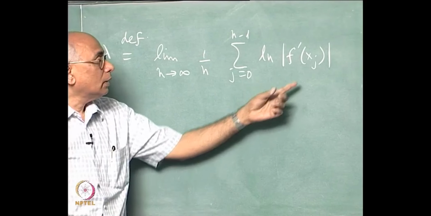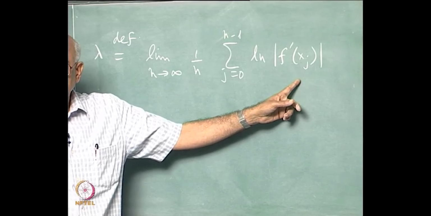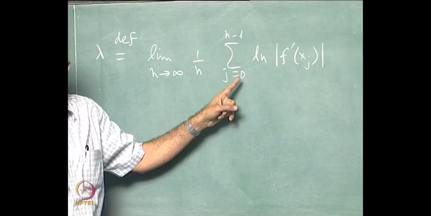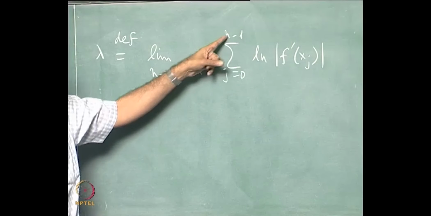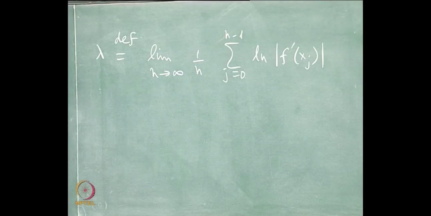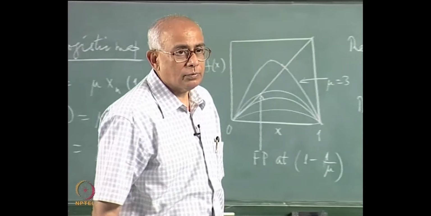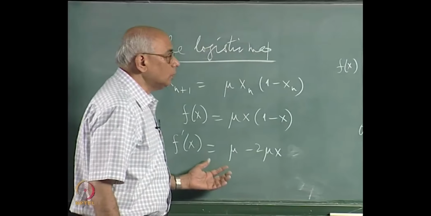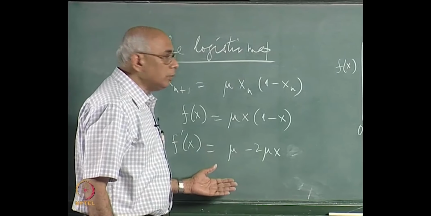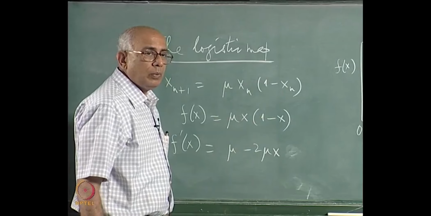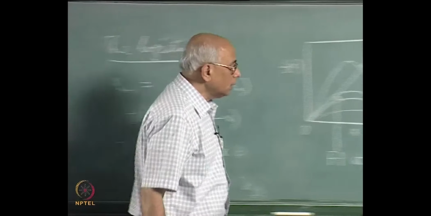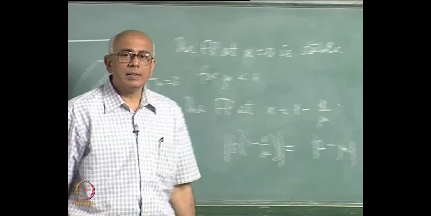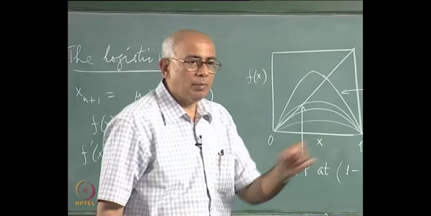And now it is clear that if there is a fixed point, then all these logs, this xj is going to be dominated by the value at the fixed point, and that is going to come out, and this n is going to divide that and give you that as the Lyapunov exponent itself. So the Lyapunov exponent is log mu as long as mu is less than 1. Between 1 and 3, the Lyapunov exponent is log mod 2 minus mu, and it is again negative, showing that there is a stable fixed point.